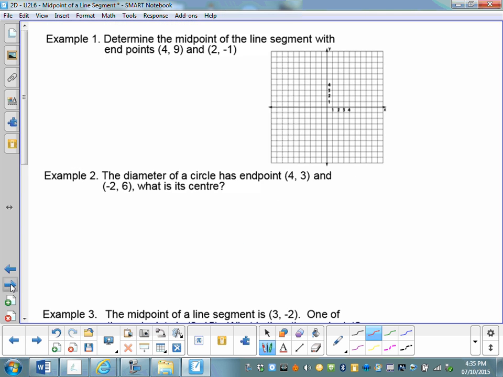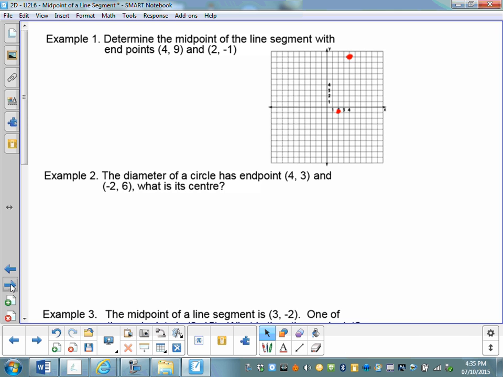So let's see how that works when we do some questions that involve midpoint. So here we've got a couple of endpoints here. So I'm going to plot them on the graph. So I've got a point at 4, 9, 5, 6, 7, 8, 9. So I have a point there. And I've got a point at 2, -1. So I've got a point that is right there.